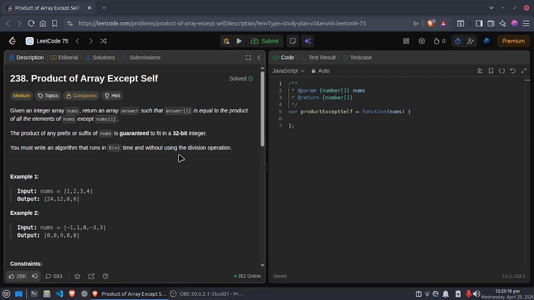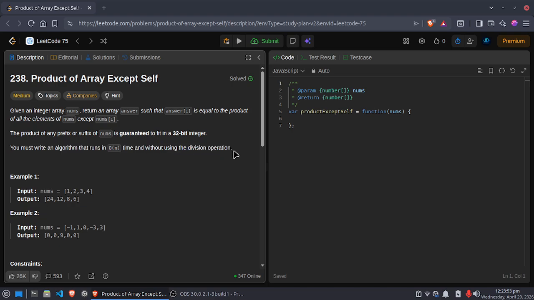Let's first understand the problem statement. Let's read it first. Given an integer array nums, return an array answer such that answer of i is equal to the product of all the elements of nums except nums of i. The product of any prefix or suffix of nums is guaranteed to fit in a 32-bit integer, and you must write an algorithm that runs in O(n) time and without using the division operation.